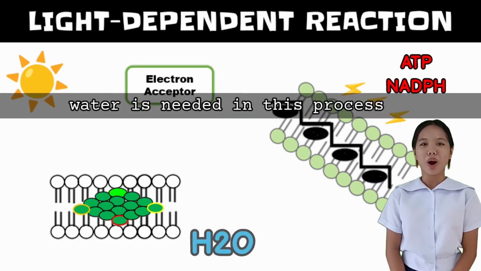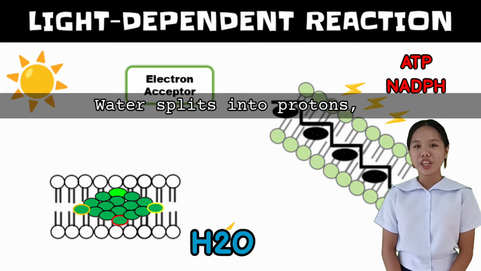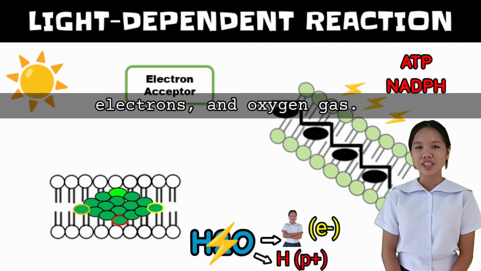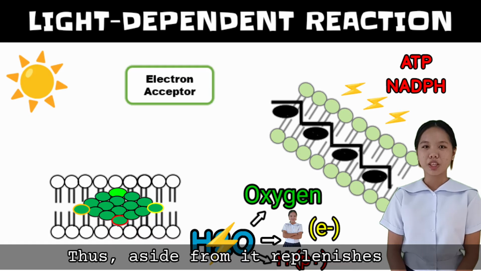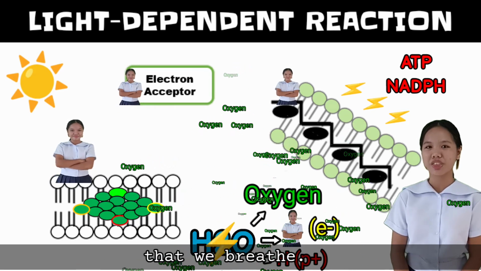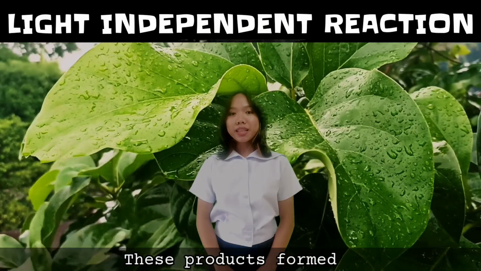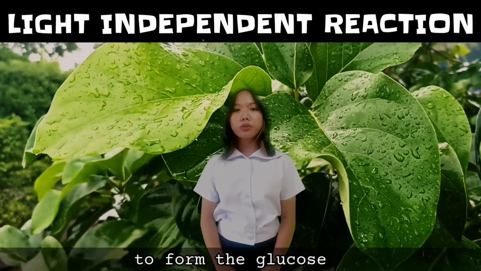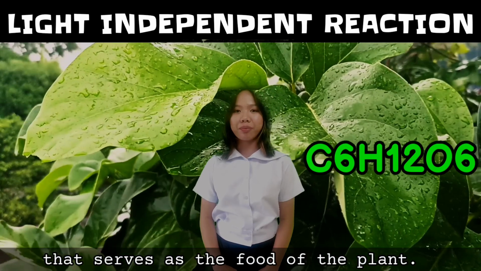This will now explain why water is needed in this process. Water splits into protons, electrons, and oxygen gas. Thus, aside from it replenishes the loss of the electrons, it also supplies us the oxygen that we breathe. These products formed will combine with carbon dioxide to form the glucose that serves as the food of the plant.